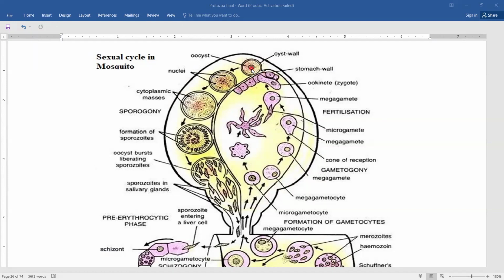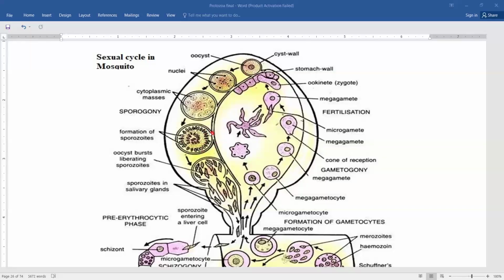Anyway, now what happens here again in the zygote? The first meiosis and then mitosis occur. Many smaller nuclei are produced, and each nucleus acquires some amount of cytoplasm, and many smaller sporozoites are formed. So this part was actually discovered by Sir Ronald Ross when he was working for the British in the Secunderabad cantonment area. So these are the oocysts which are present on the wall of the gut of the Anopheles mosquito.